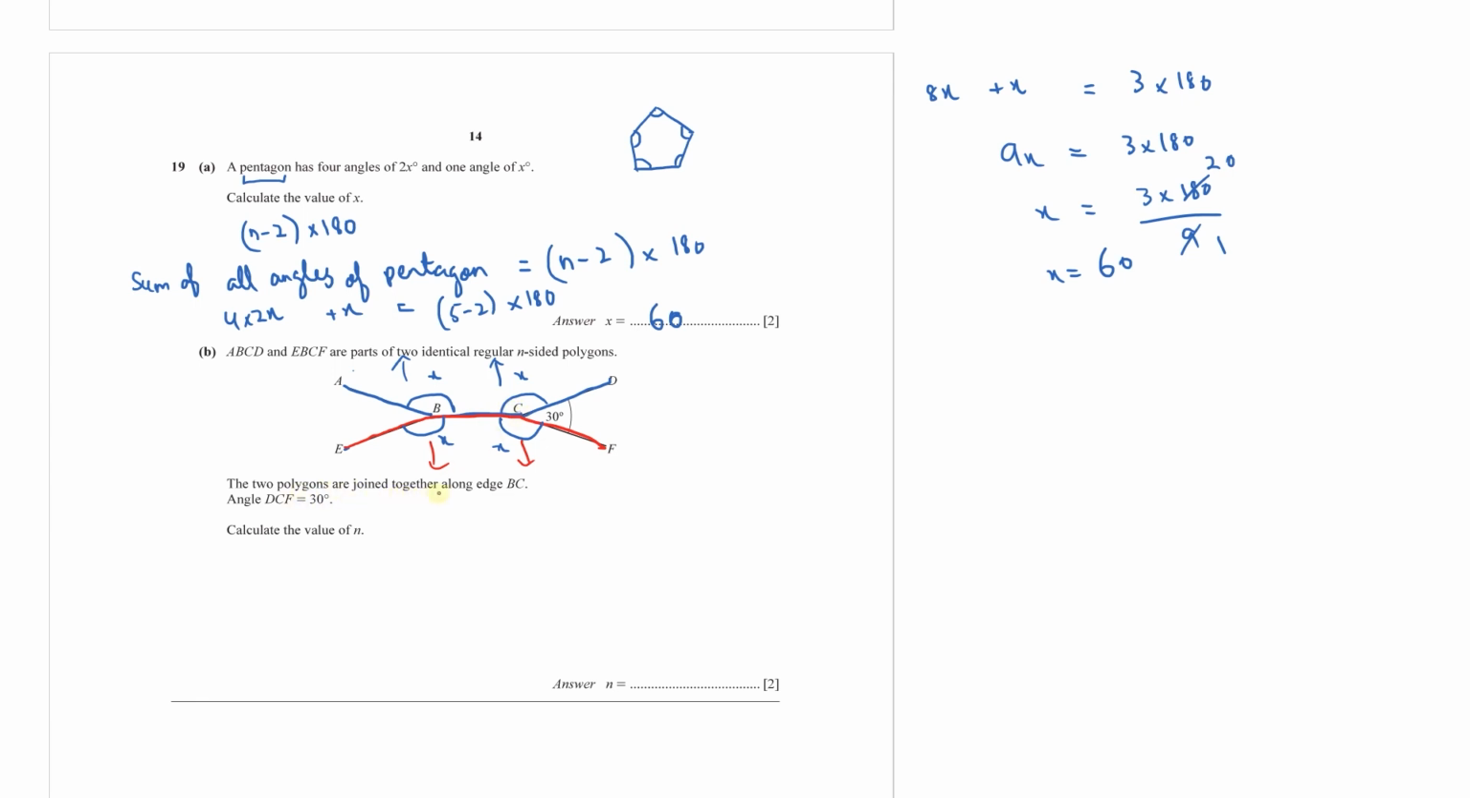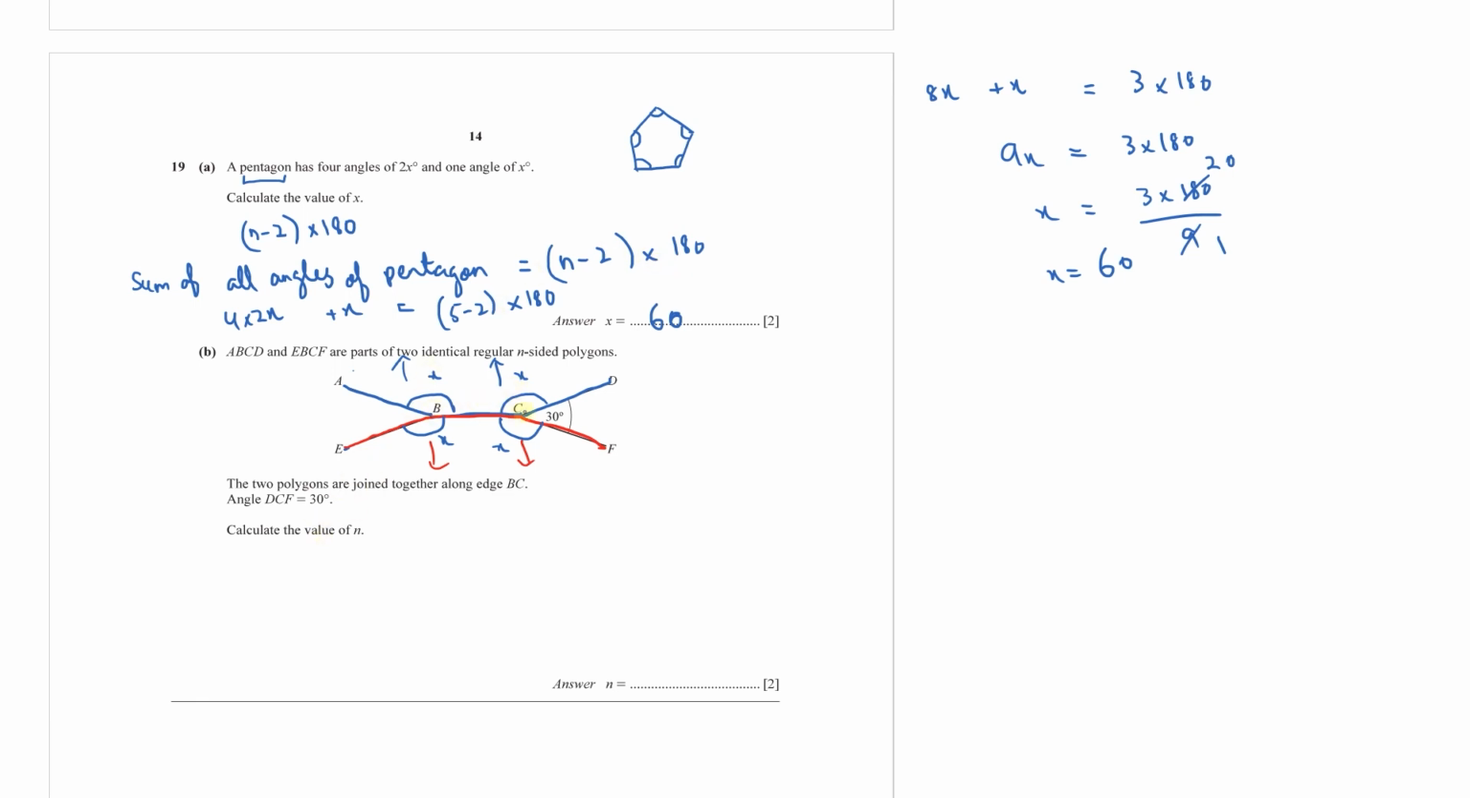The two polygons are joined together along edge BC and angle DCF is equal to 30 degrees. Calculate the value of n. So now I can actually find this value of x first, and then to calculate n, I'll use the same formula again. If I know the value of x, I can simply multiply this x by n to get the sum of all angles, because all angles of this polygon are x degrees. And then I can equate it to the other equation that I used up here, to calculate the sum of the interior angles of a polygon.